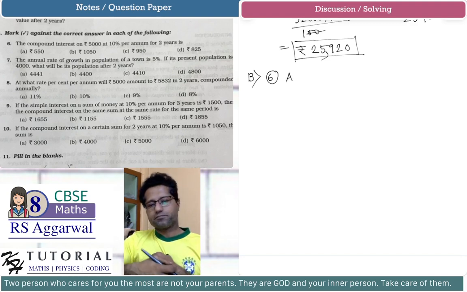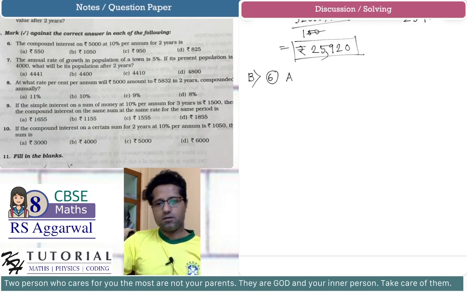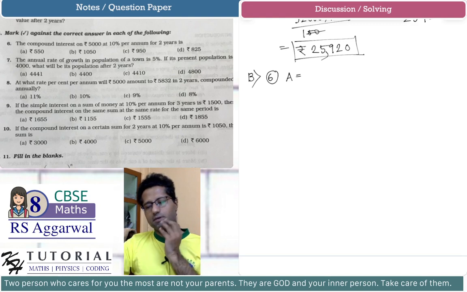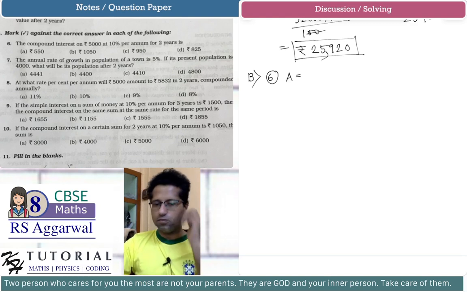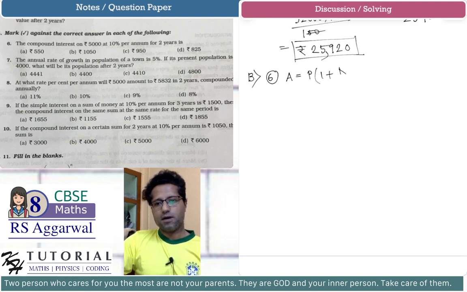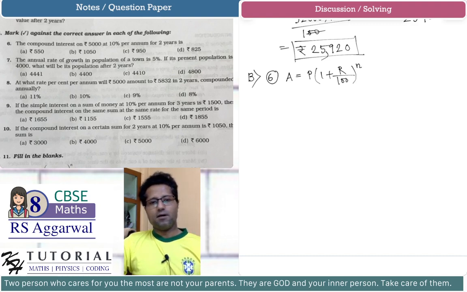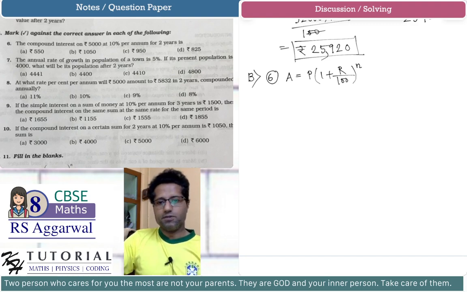Now the amount, when the interest is being compounded annually and the time period is an integer value, then the formula is P multiplied by (1 plus R by 100) to the power n, where n is the time period in years, which is an integer, R is the rate of interest per annum, and P is the principal. So this will be the amount. We have to find the compound interest.